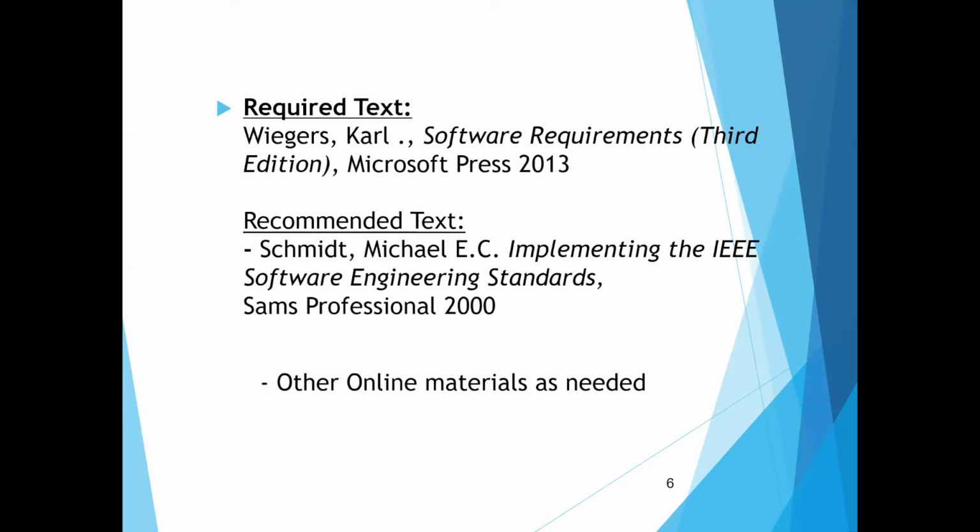And the recommended textbook is the IEEE software engineering standards. If I need something, I'll make a slice and make fair use of that particular content and distribute it to you. Although the book itself is not expensive, you don't have to buy the recommended textbook, but you certainly need the requirements textbook. I'll also be distributing online materials, papers to read, and other things that I feel are important for you to read. I'll be posting those on Canvas, right?